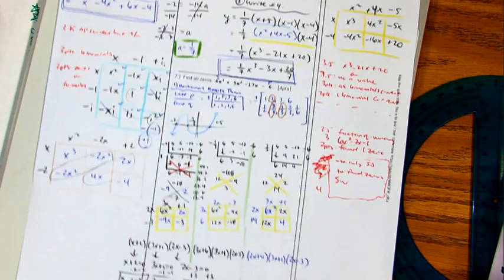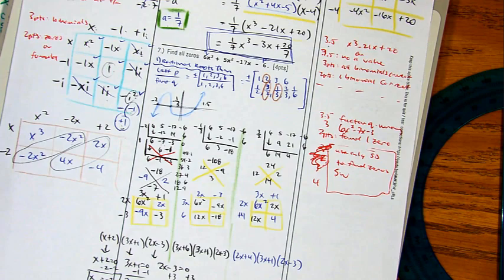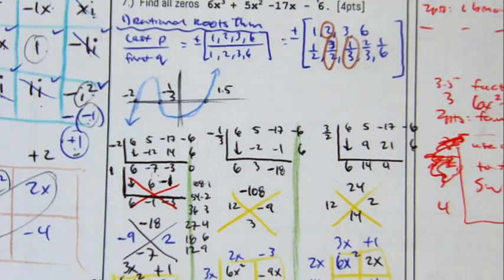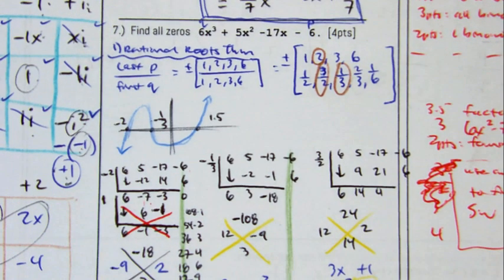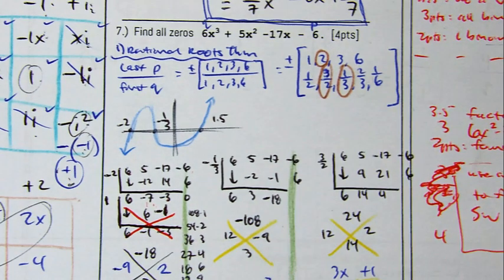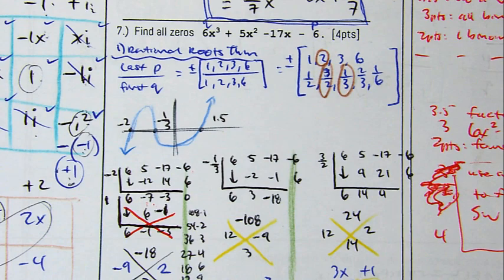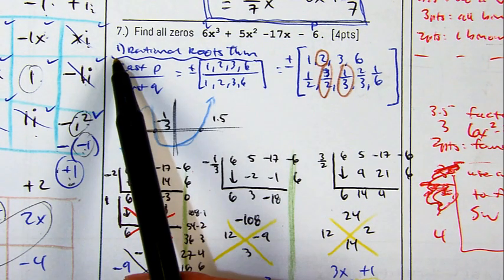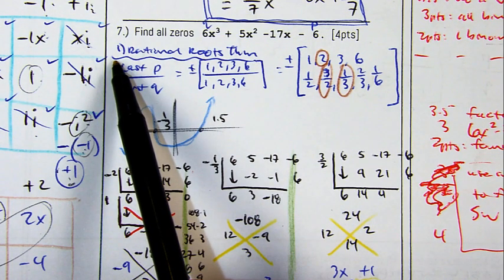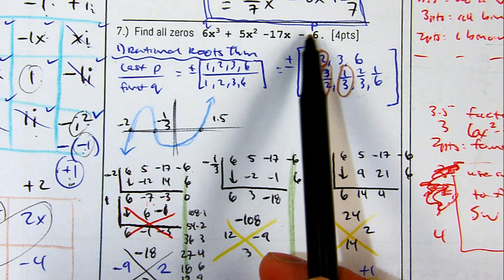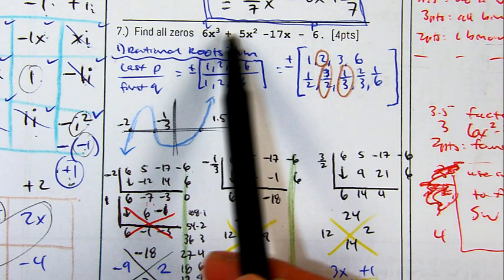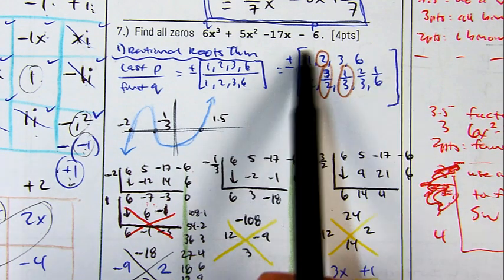Zoom in for you. It says find all the zeros. You have 4 terms here, and they won't work by factoring by grouping, so you're going to have to use the rational roots theorem. I took my last term, which is 6, and all of its factors, 1 times 6, 2 times 3. And then same thing with 6 here.